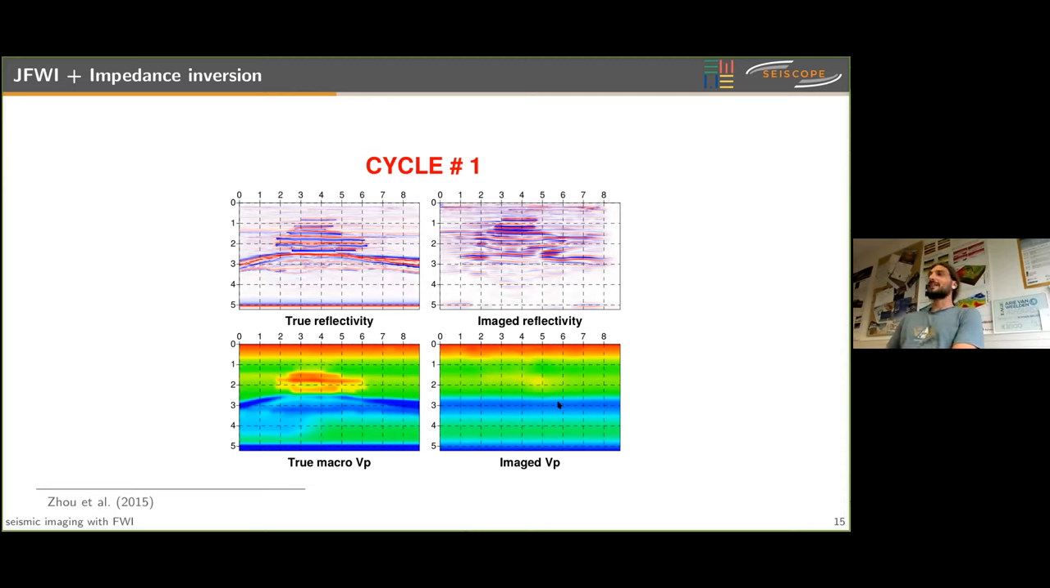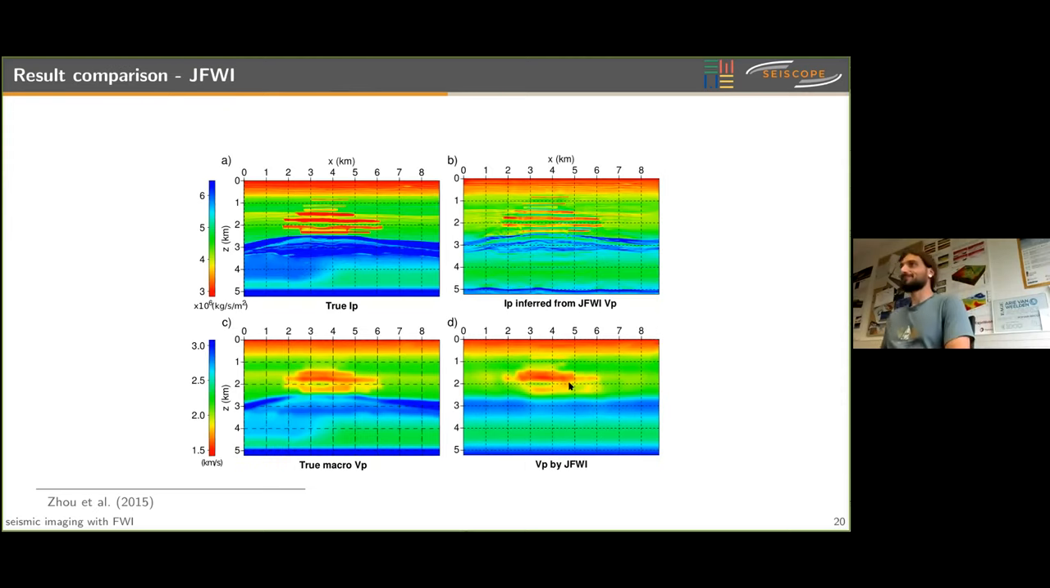Updating this velocity, we can re-estimate the reflectivity. Assuming this reflectivity, we can re-update the velocity, and so on and so forth, through a cyclic workflow, where we progressively inject low wave number components of the velocity, and each time reposition the reflectors in the reflectivity step. So the workflow is quite expensive, because this reflectivity estimation is almost equivalent to a least square reverse time migration, and based on that, we can update the velocity. So the workflow is quite expensive, but allows us to exploit reflected waves.